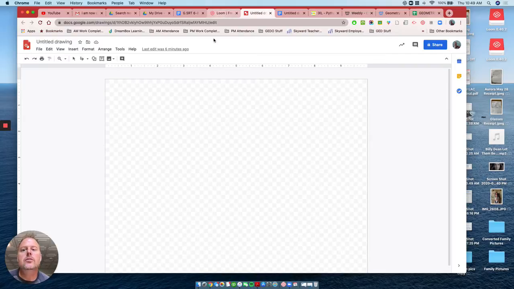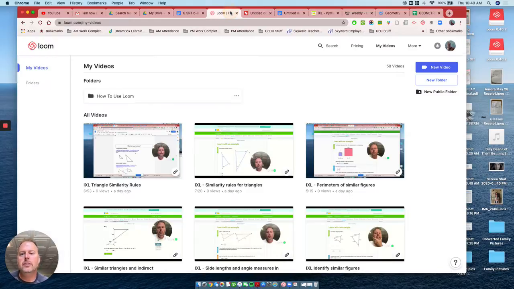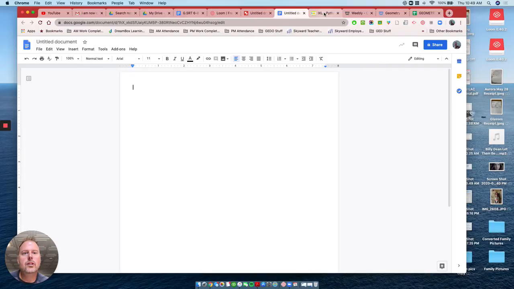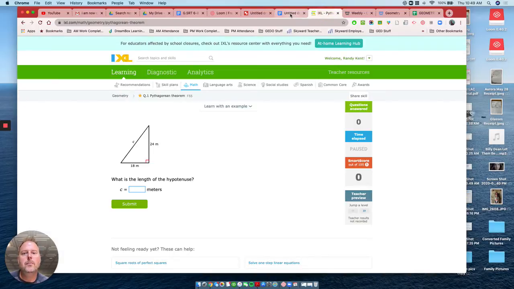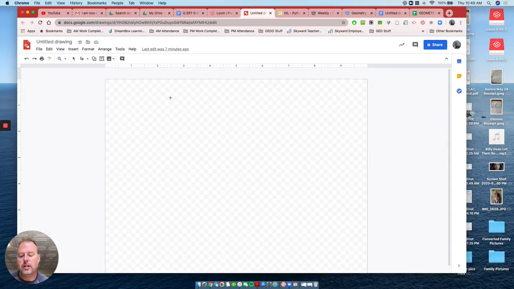Okay, so I've got my triangle. It is over here. All right, so that triangle, let me move some of this stuff out of the way, is 18 and 24 and then C. This is an awful right triangle. That's the best I can do using Google Docs.